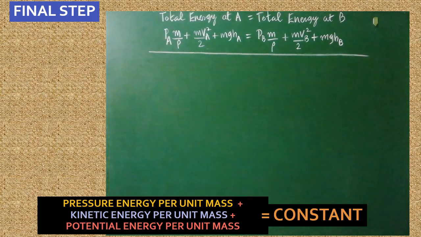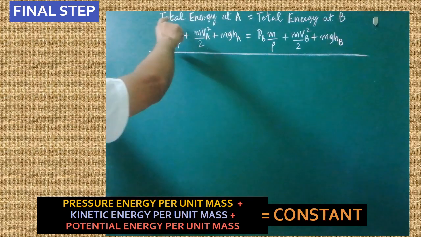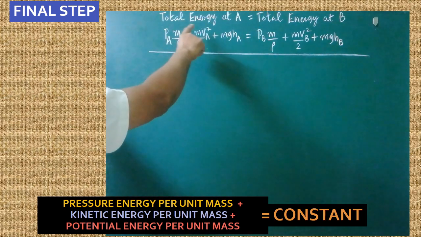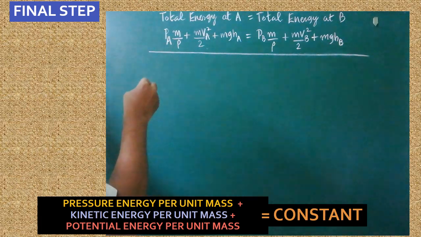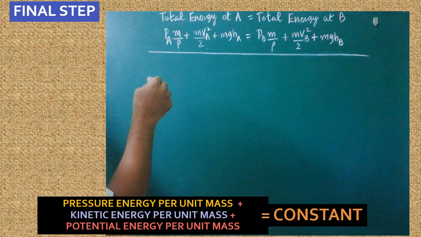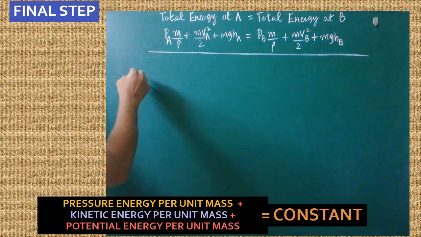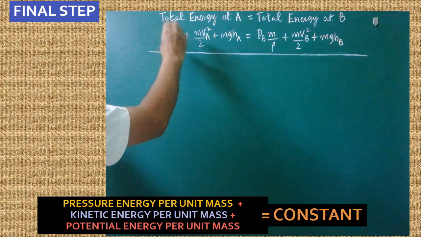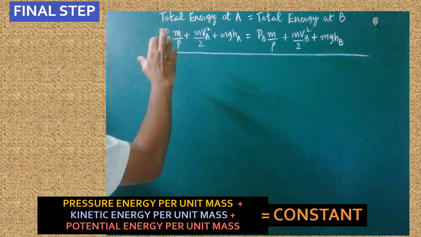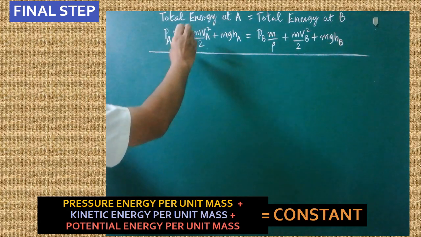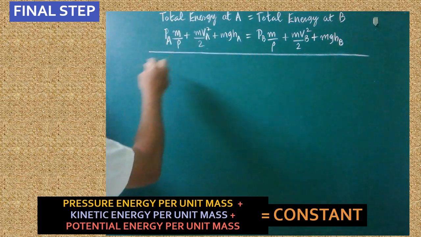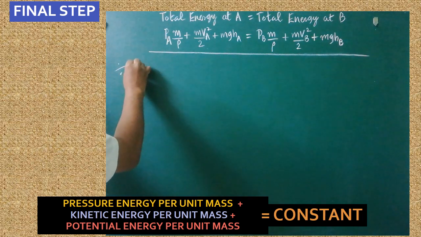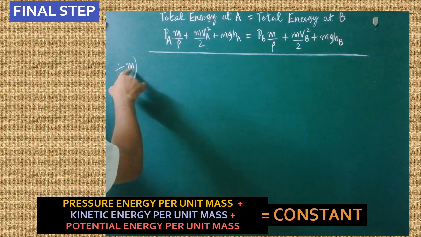Now finally we are going to derive Bernoulli's equation. Look at the equation given here. On either side, the total energy at A and total energy at B is given. But to get the final equation, Bernoulli's equation, a slight change must be done. In each part we have to calculate the energy per unit mass: pressure energy per unit mass, kinetic energy per unit mass, and potential energy per unit mass on either side. Therefore, we have to divide each term by m.